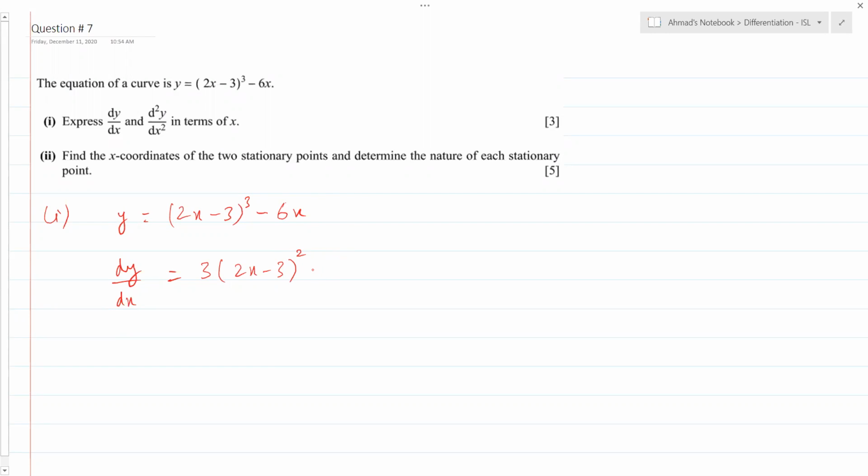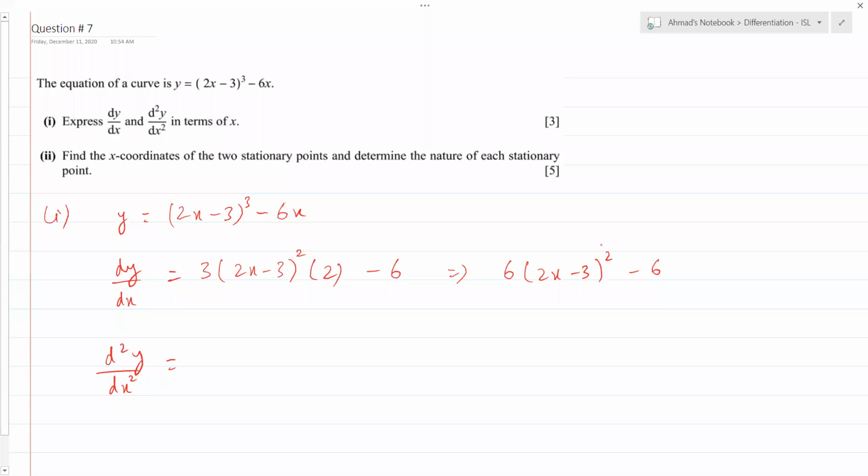What after that? Multiplied by g of x का derivative. 2. It is 2, right? इसके derivative से multiply कर देंगे, आप 2 से भी multiply कर देंगे like this. And what about the derivative of minus 6x? That's simply minus 6. आपने dy over dx find कर लिया. ठीक है? Now you also need to find the second derivative. So that's d2y over dx square. So उसको पहले simplify कर लेते हैं. If you want, it becomes 6 into 2x minus 3 whole square minus 6.